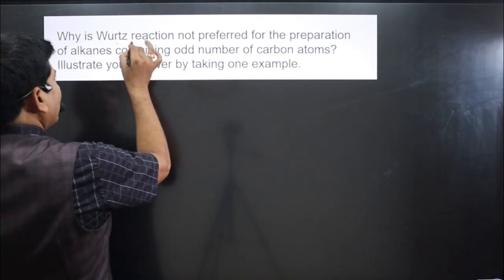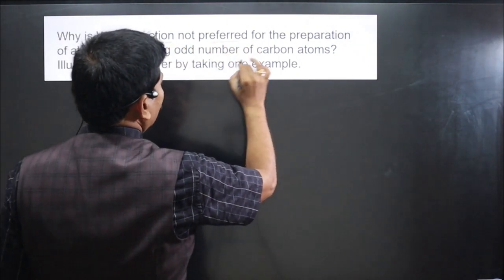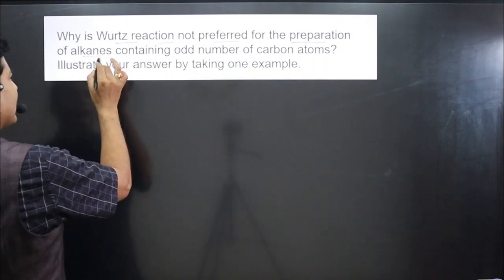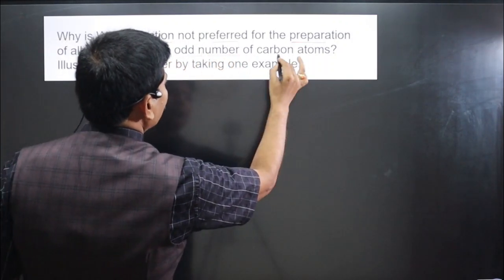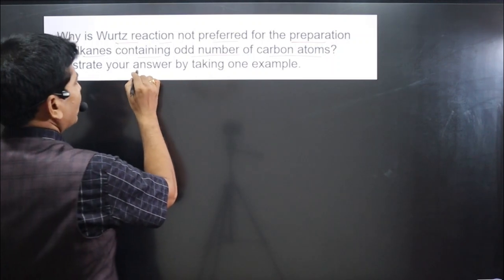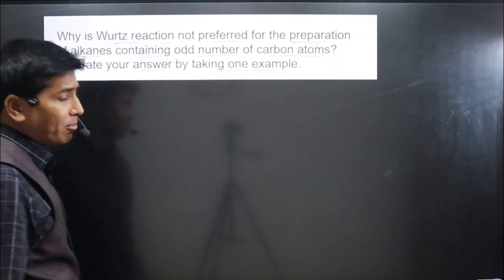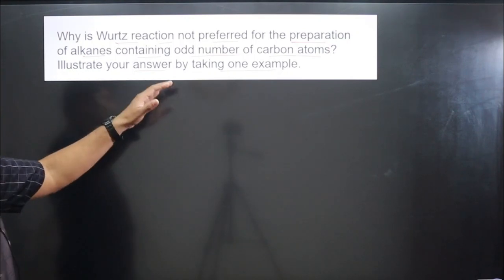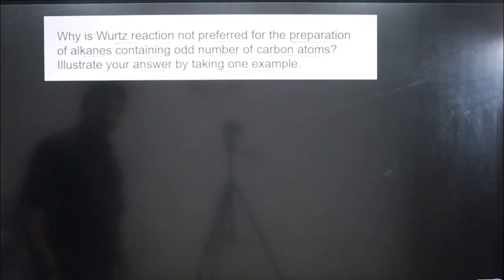The question says, why is Wurtz reaction not preferred for the preparation of alkanes containing odd number of carbon atoms? And further it says, illustrate your answer by taking one example. About Wurtz reaction you might have learned it is used to prepare symmetrical alkane. And how is that reaction?